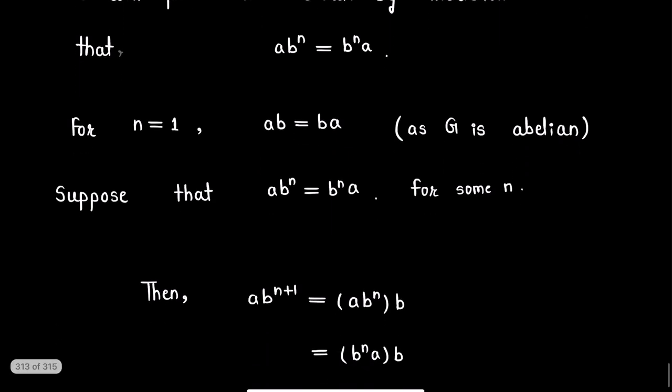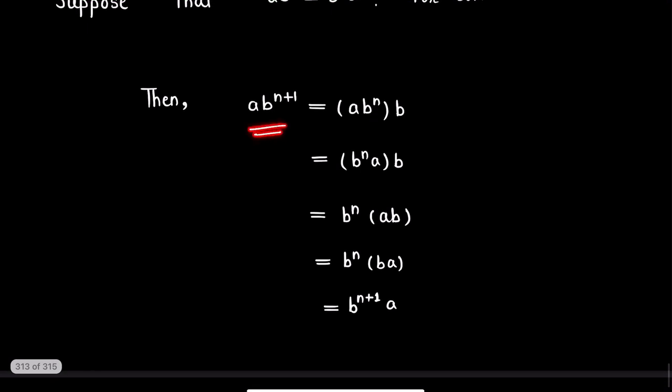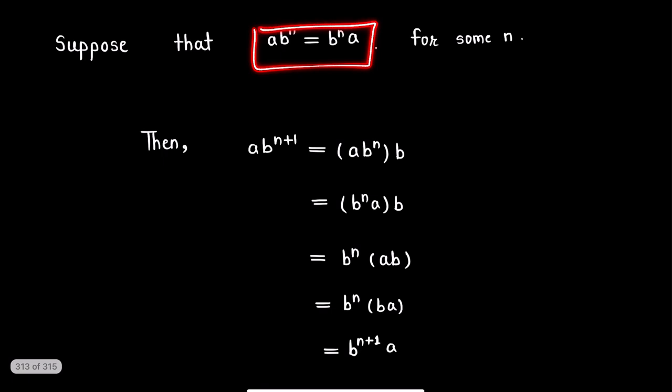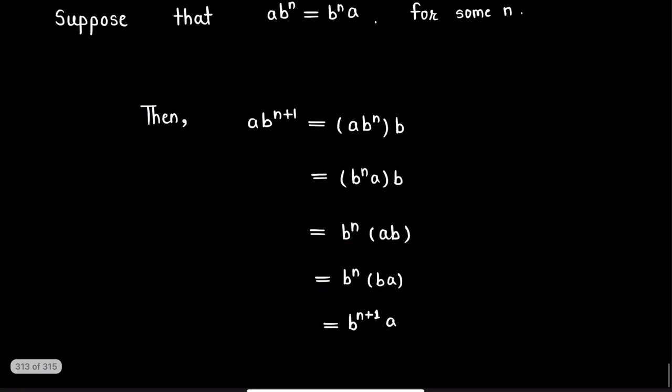Now suppose that for some positive integer n, we have a b^n equals b^n a. Then a b^(n+1) can be written as (a b^n) b using associativity in the group. Again, this a b^n can be written as b^n a since we have assumed this for n. Again, using associativity, we can write this as b^n (ab). Now this ab can be written as ba, so we get this. Finally, using associativity, we get a b^(n+1) equals b^(n+1) a.